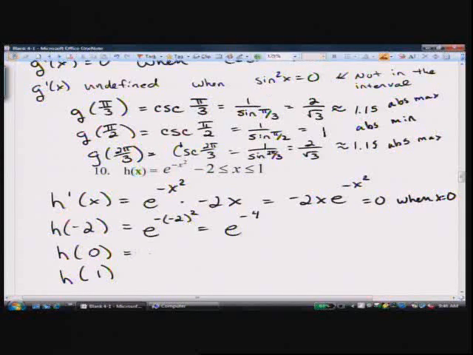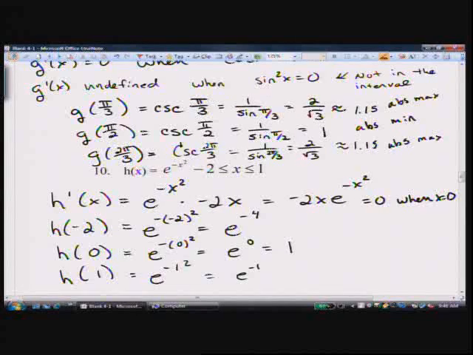H at 0 is going to be e to the opposite of 0 squared, which is going to be e to the 0. And h at 1 is going to be e to the opposite of 1 squared, which is just e to the negative 1. All right. Well, go ahead. This is 1. This is 1 over e to the 4th. And this is 1 over e.